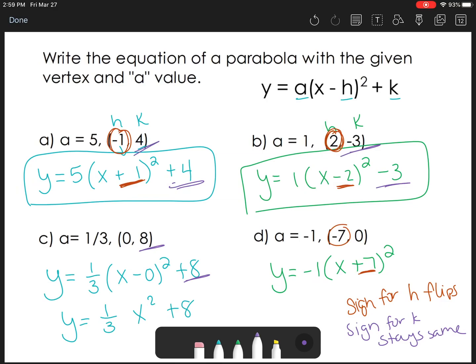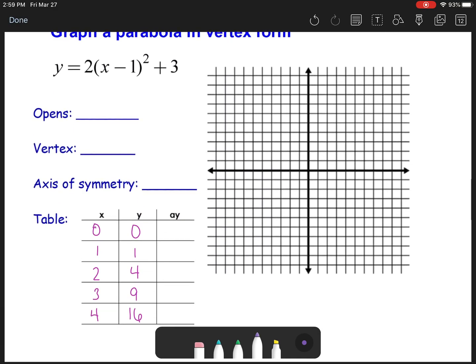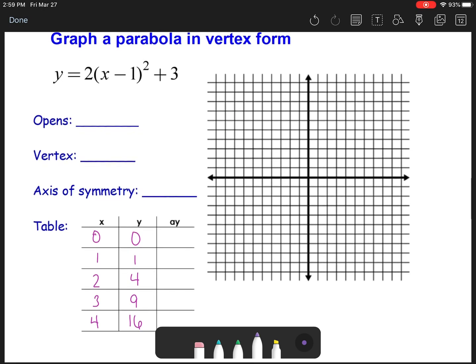Now that we're a little bit more familiar with our vertex form, we are going to go ahead and graph. And in order to do that, we're just going to fill out the information on the side here and then put everything on our coordinate plane. So looking at this, we have an a value of +2, so we know our graph is going to open up. Well, our vertex, looking at our equation, our h value is going to be the opposite. So here we have a -1. Well, the opposite of -1 is +1. And our k value is going to stay the same. So k is just going to be a +3. So we have the vertex 1, 3. And our axis of symmetry, we just take that x value. So axis of symmetry is x equals 1.